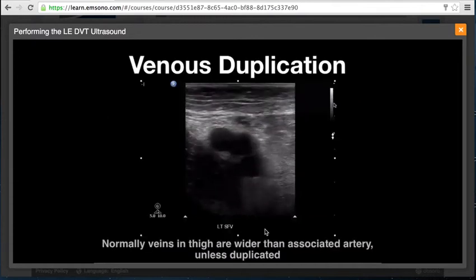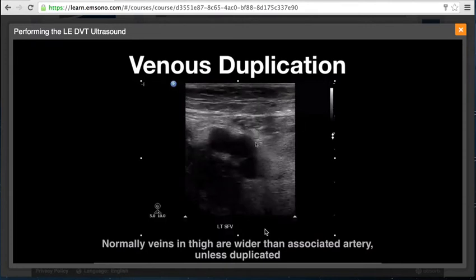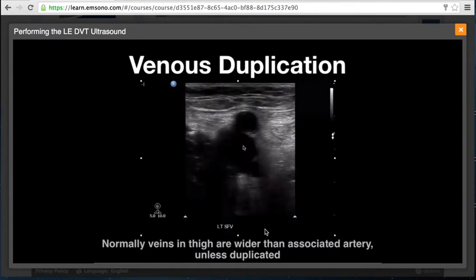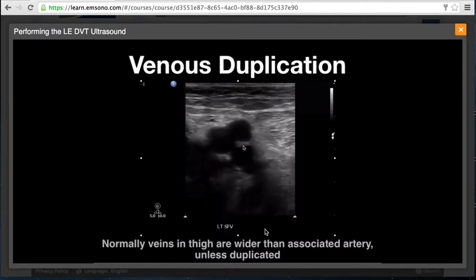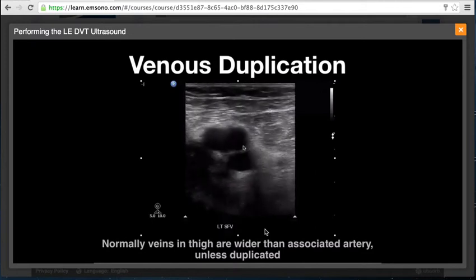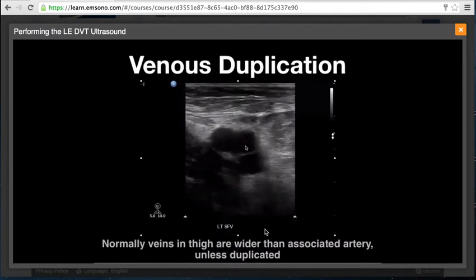Normally the veins in the thigh are going to be wider than the associated artery unless they're duplicated. The duplicated veins tend to be smaller. However, this was a patient who had a duplicated system. You can see here's the artery, here's one of the femoral vein systems, here's the other femoral vein system. However, this patient was in congestive heart failure, so you can see that the veins here appear to be equal or maybe a little bit wider than the associated artery.